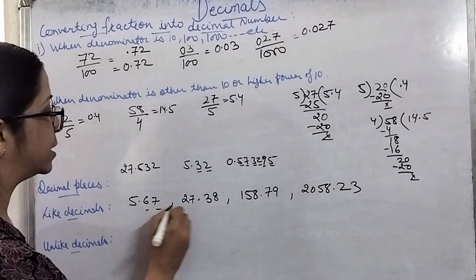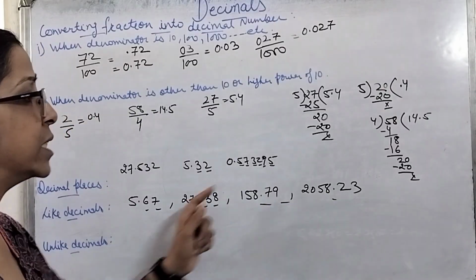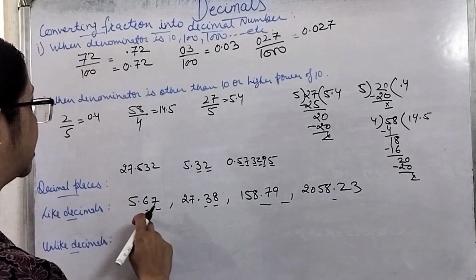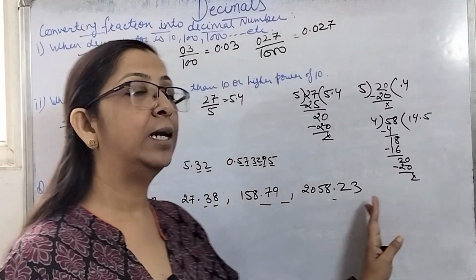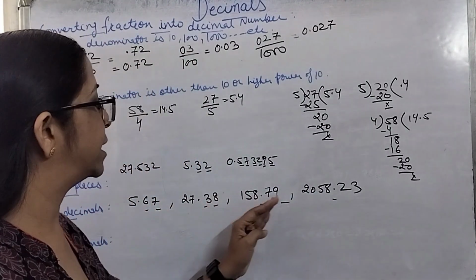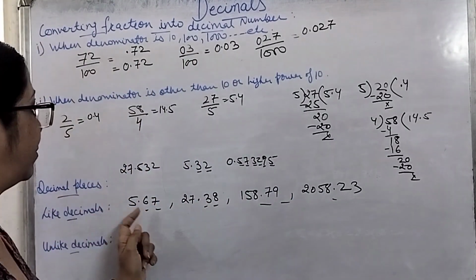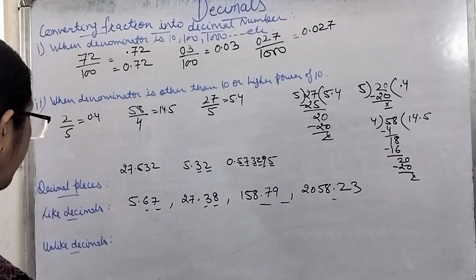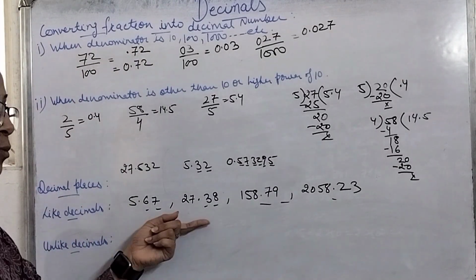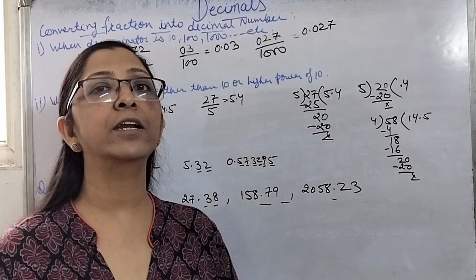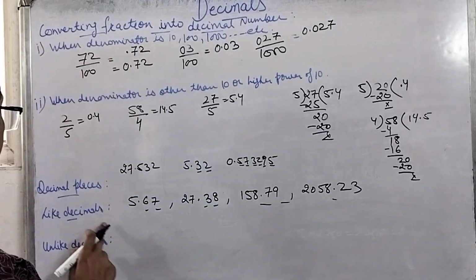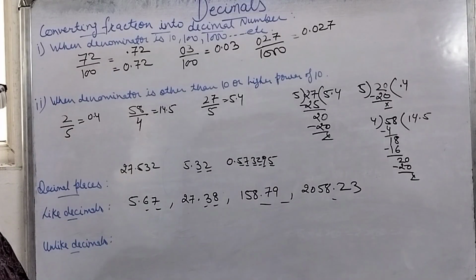So if the decimal places in the decimal numbers are equal, we say such types of decimal numbers are like decimals. So all these are like decimals because in all these decimal numbers, the number of decimal places is equal. Now what are unlike decimals? Just the opposite of it. If in the decimal numbers, the number of decimal places is not equal, we say such types of decimal numbers are unlike decimals.